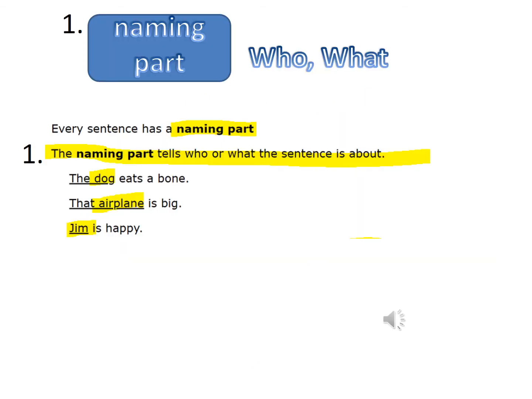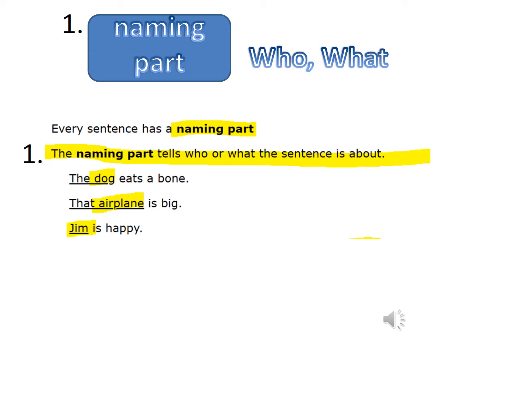The first part of a sentence we might call the naming part, because it names who or what the sentence is about. So I'll read this with you. Every sentence has a naming part. Part 1. The naming part tells who or what the sentence is about.